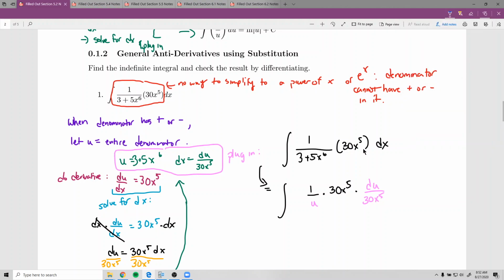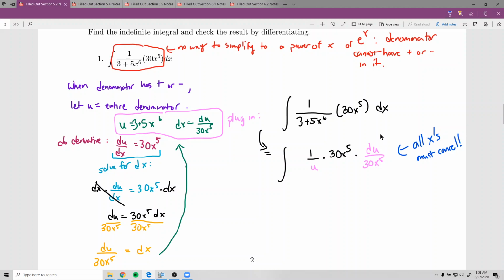Now this is why the 30x to the 5th is here: when you plug in, all x's must cancel. If they don't cancel, you either have to rearrange it in a way that they will cancel, or you did something wrong. But here, they cancel perfectly. Actually, we don't even need the 30s to match to get the x's to cancel, but that just happens to match. So these two cancel. And what are we left with? We're left with 1 over u times du. All the rest is gone. And this is something we know how to integrate. This is just a power of u. Imagine if we had x and dx, same idea. The integral of 1 over u du is the natural log of the absolute value of u plus c.